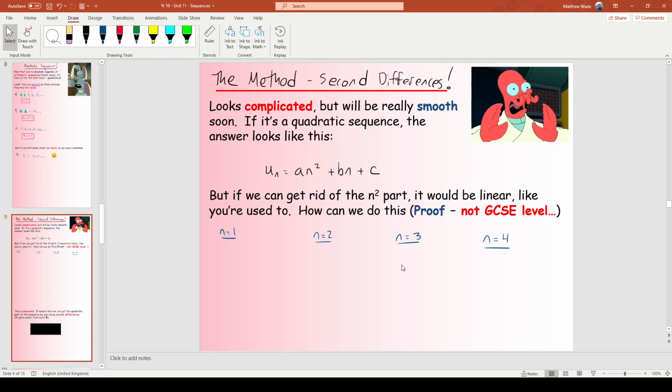Okay. Here's how the method of second differences works. This is kind of a proof or a derivation, but it's certainly not GCSE level, okay? This is A level, definitely.